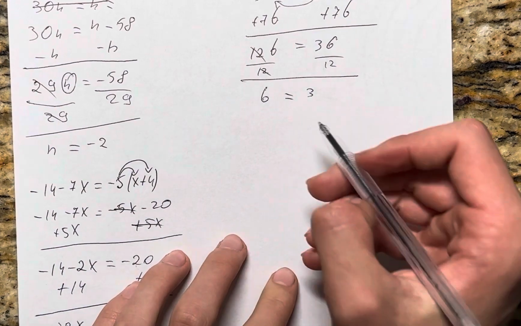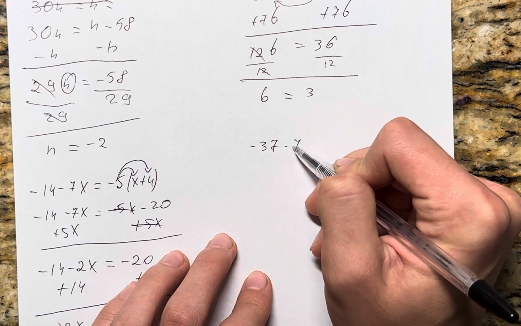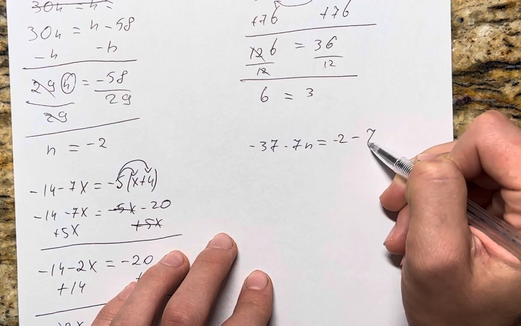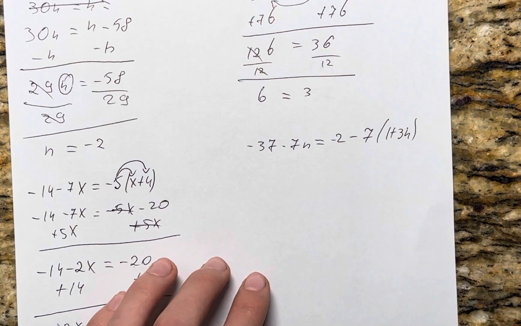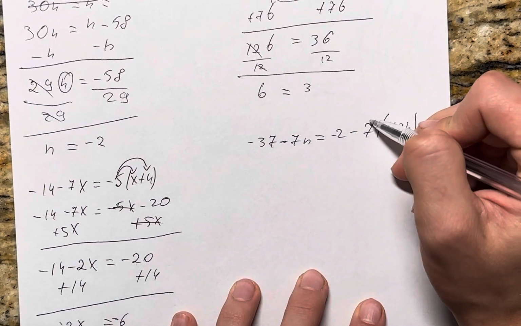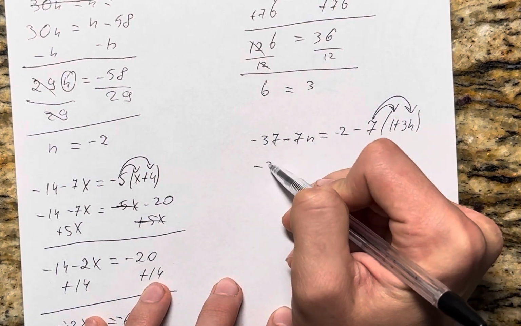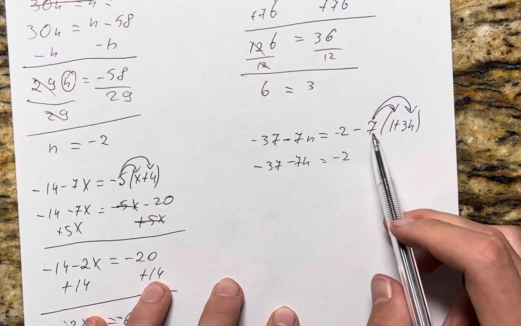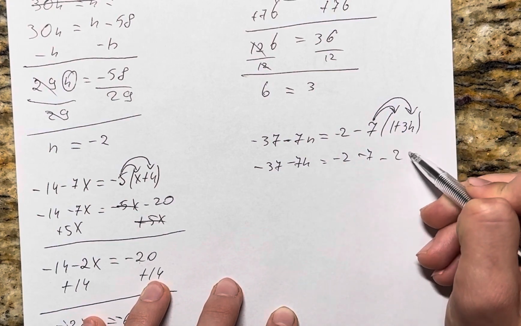Alright, let's do this. Negative 37 minus 7n equals negative 2 minus 7 times (1 plus 3n). This should work. Again, first I have to multiply each of the numbers in parentheses by the number in front of the parentheses. This side stays the same. This number stays the same. And then negative 7 times 1 is negative 7. Negative 7 times 3n is negative 21n.